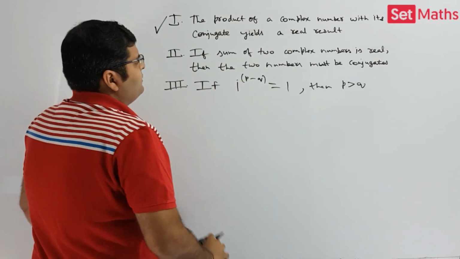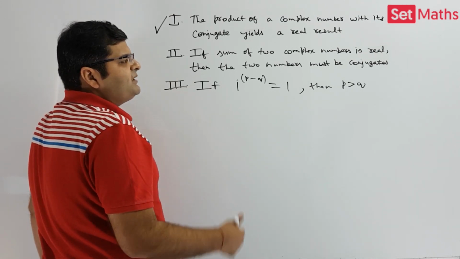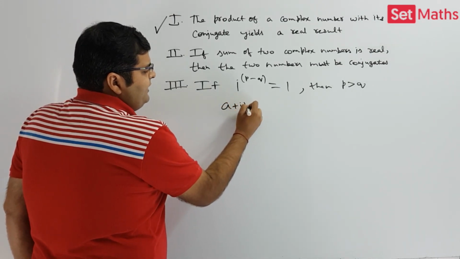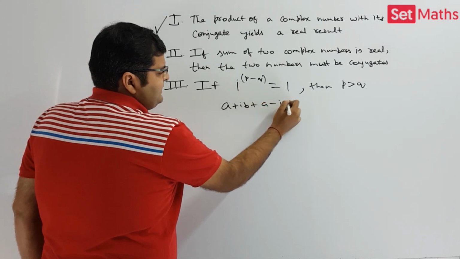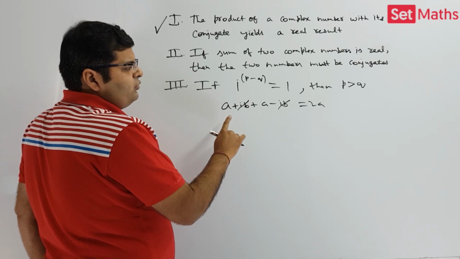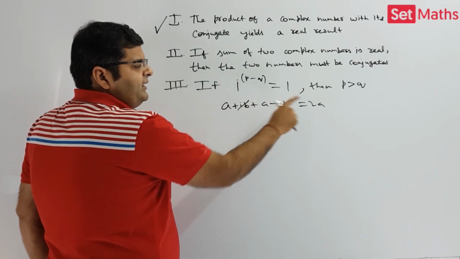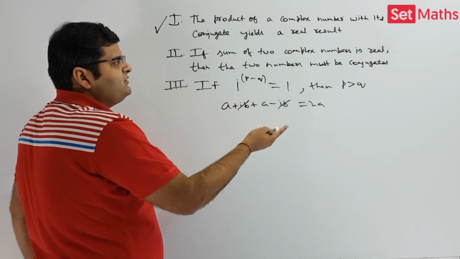Now looking at statement 2, it says if the sum of two complex numbers is real, then the two numbers must be conjugates. So if I do a plus ib plus a minus ib, the ib cancels out, I get 2a. This is true always when two conjugate numbers are added, it will give me a real number. But the vice versa is not true.